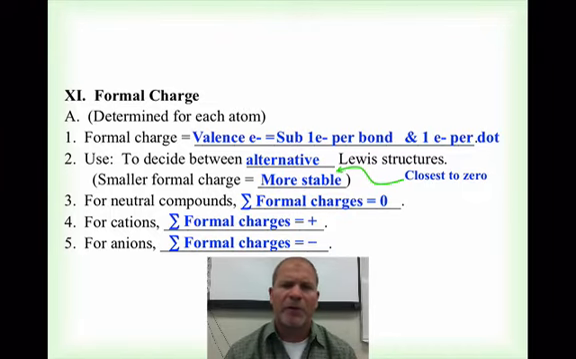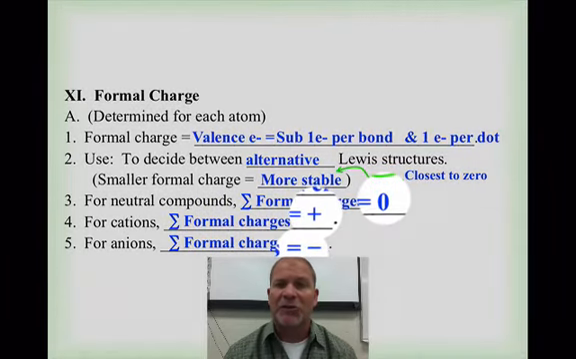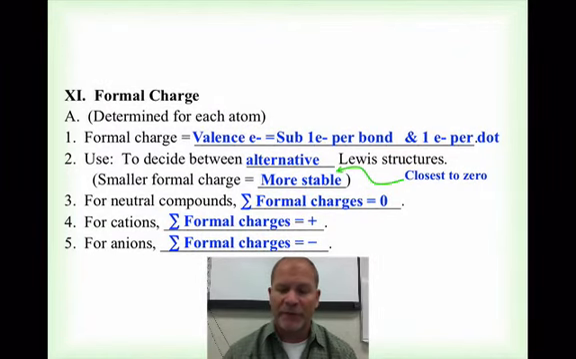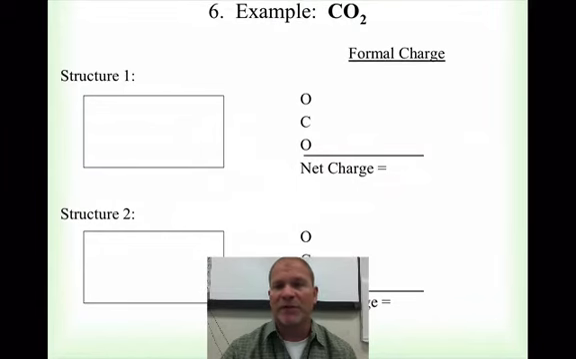Also important to understand: if you want to make sure you drew the structure correctly, the formal charges for a neutral compound should add up to zero. If your compound has a charge, whether positive or negative, the formal charges should add up to the charge of the compound. So let's walk through some examples.